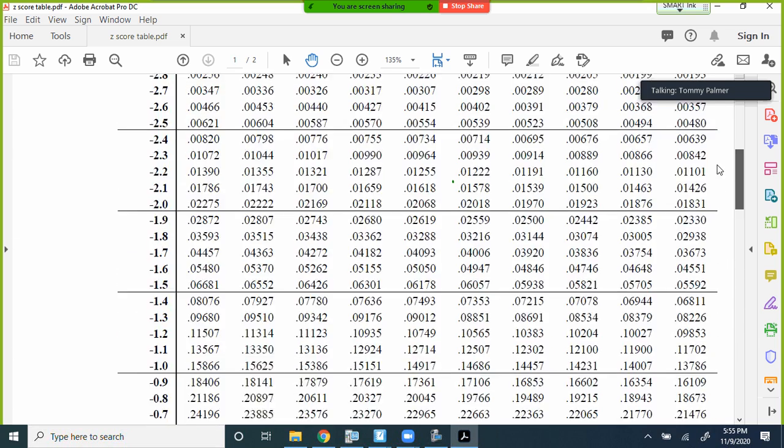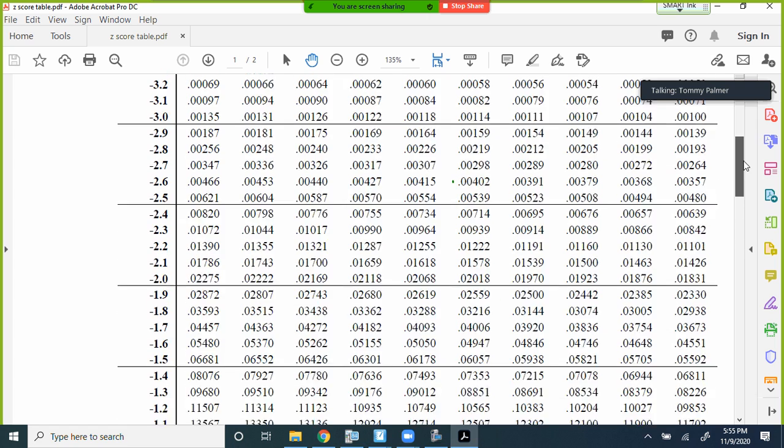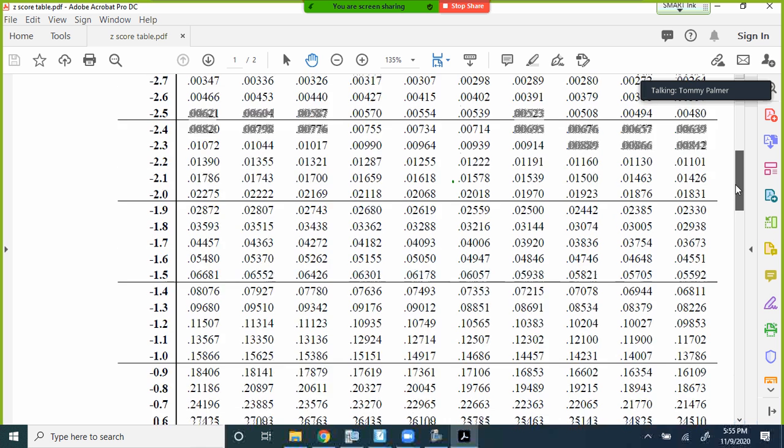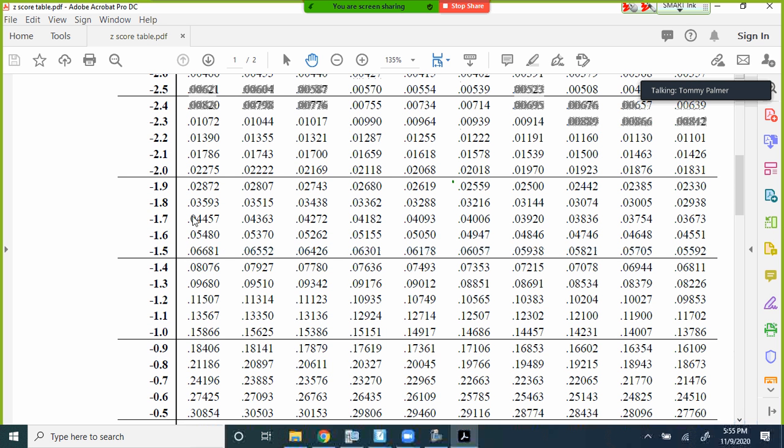Negative 1.6. So we're going to make this go here. We're at negative 1.6, right? This is 0. This is 1, 2, 3, 4, 5, 6, 7, 8, 9. That's the hundredths place, right? So 0, 1, 2. All right, so we need negative 1.62. We need this value right here, 0.05262.